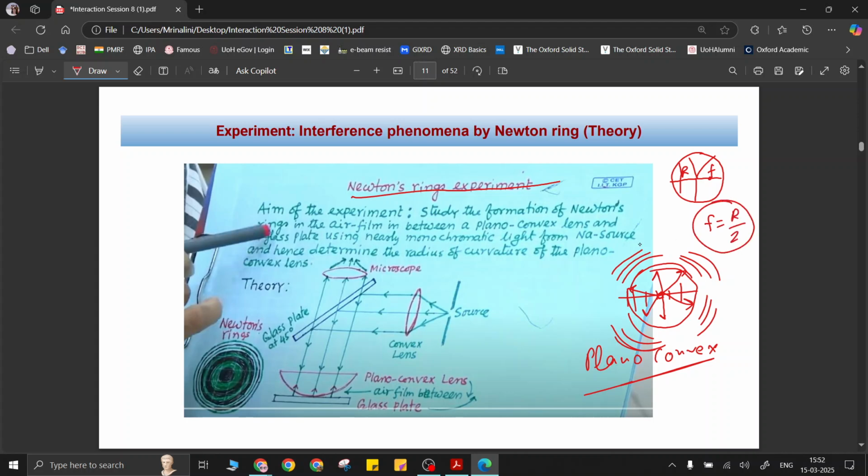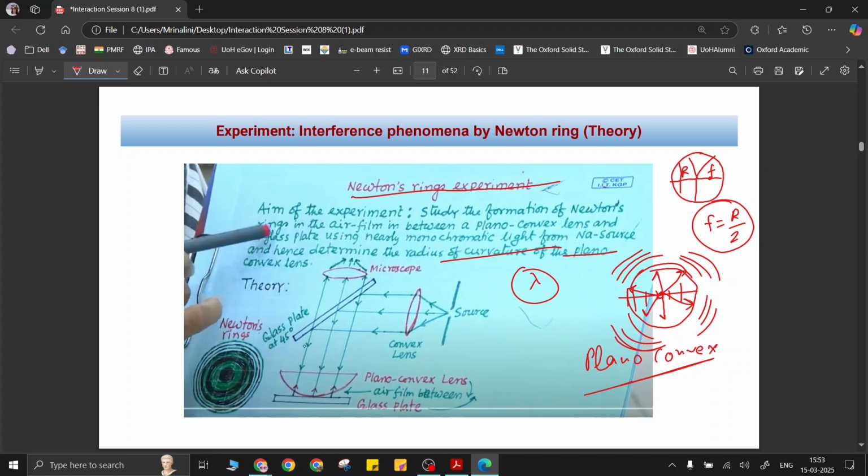So we want to find out this value, the radius of curvature of the plano convex lens. Or, if we know the radius of curvature, then we can find out the wavelength of the monochromatic light that we are using in this experiment. We'll see how we can derive this formula so that we can find out the unknown values.